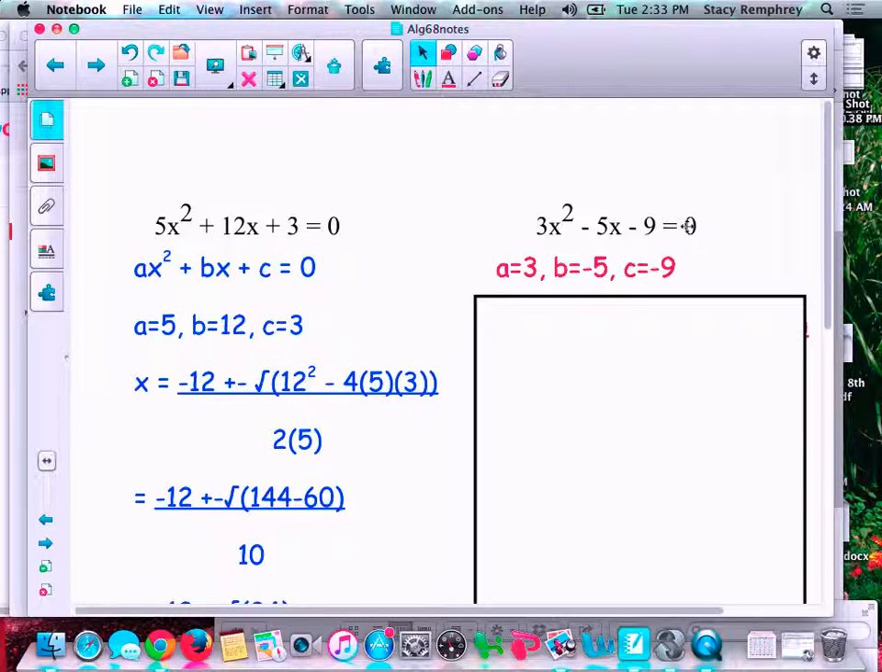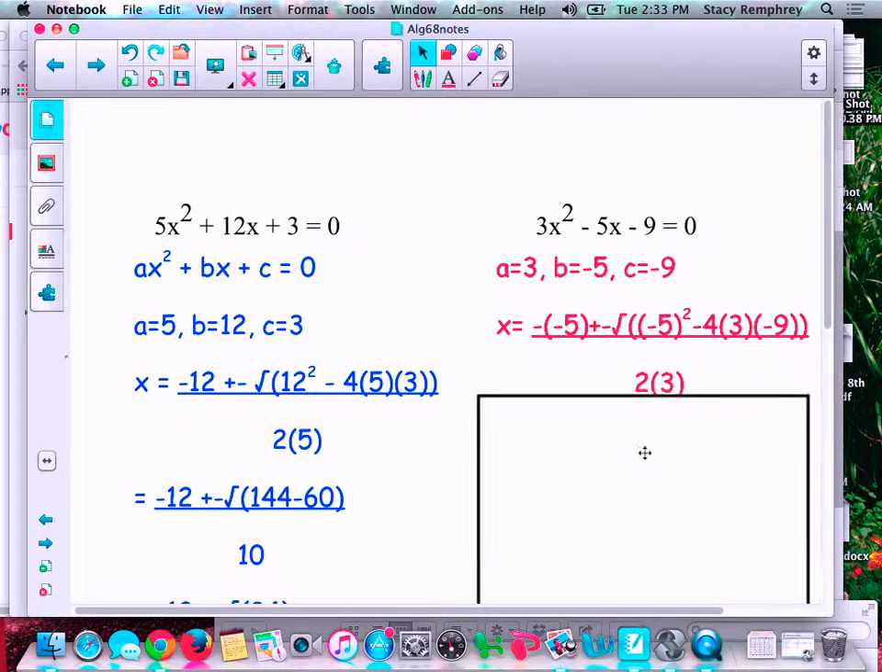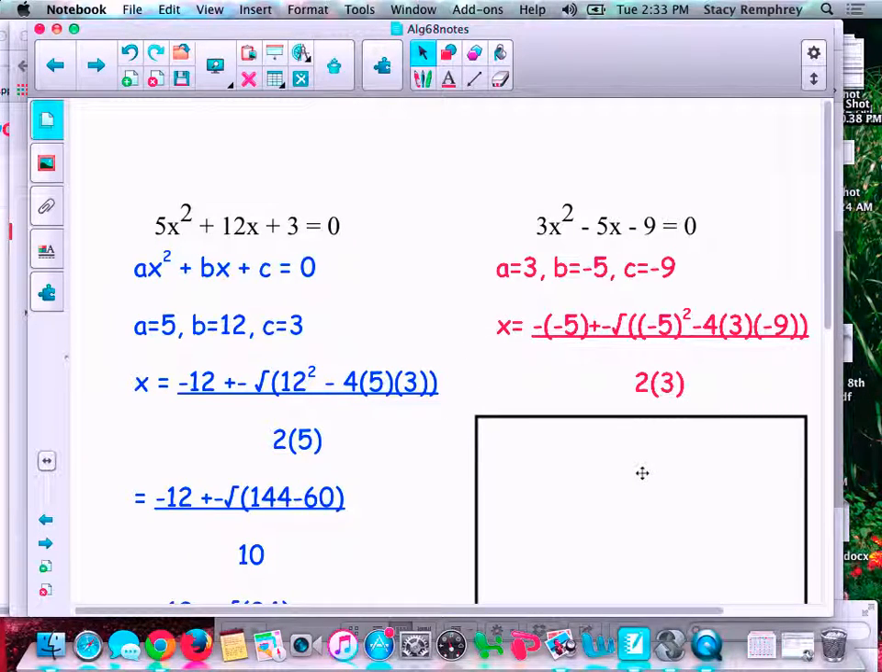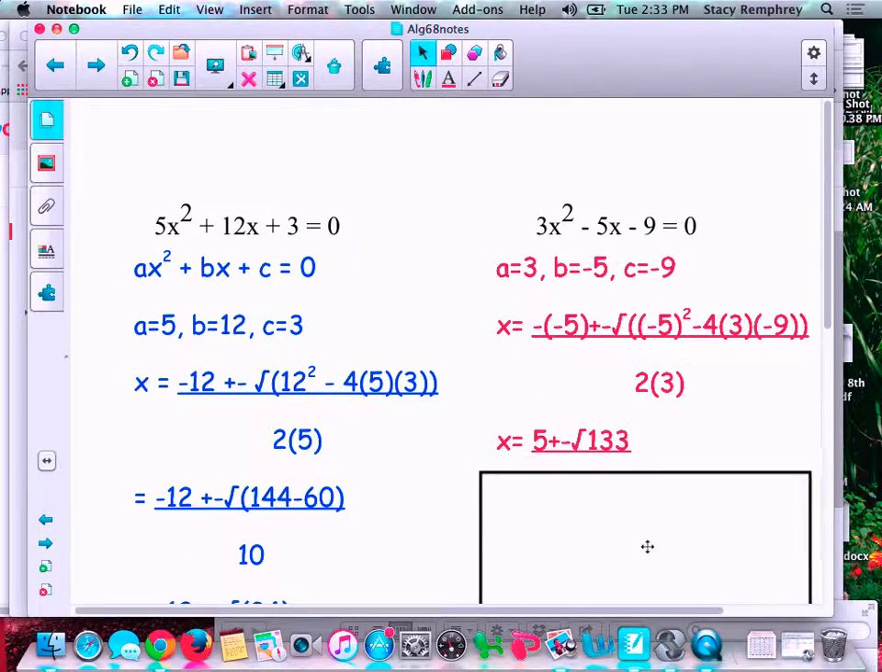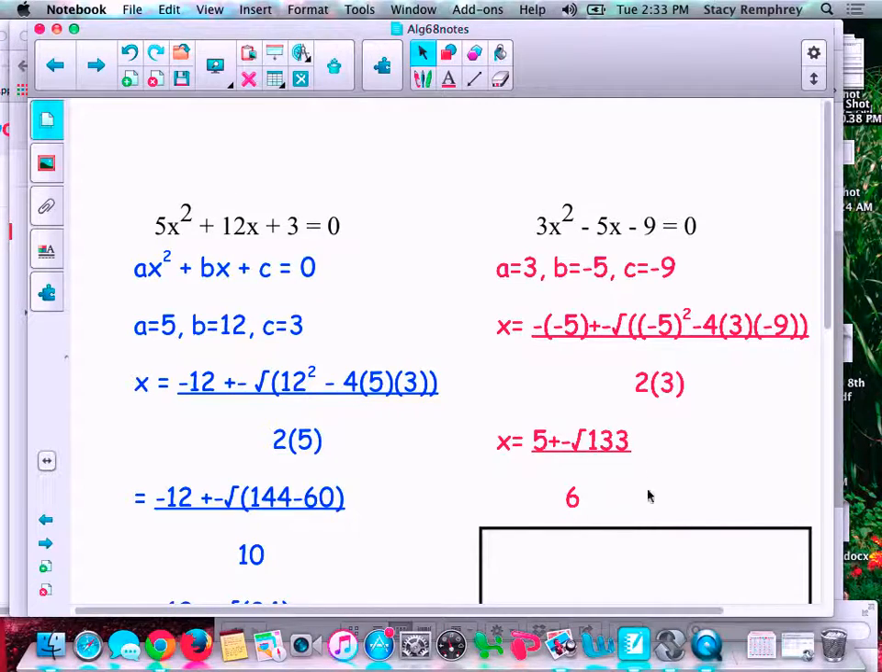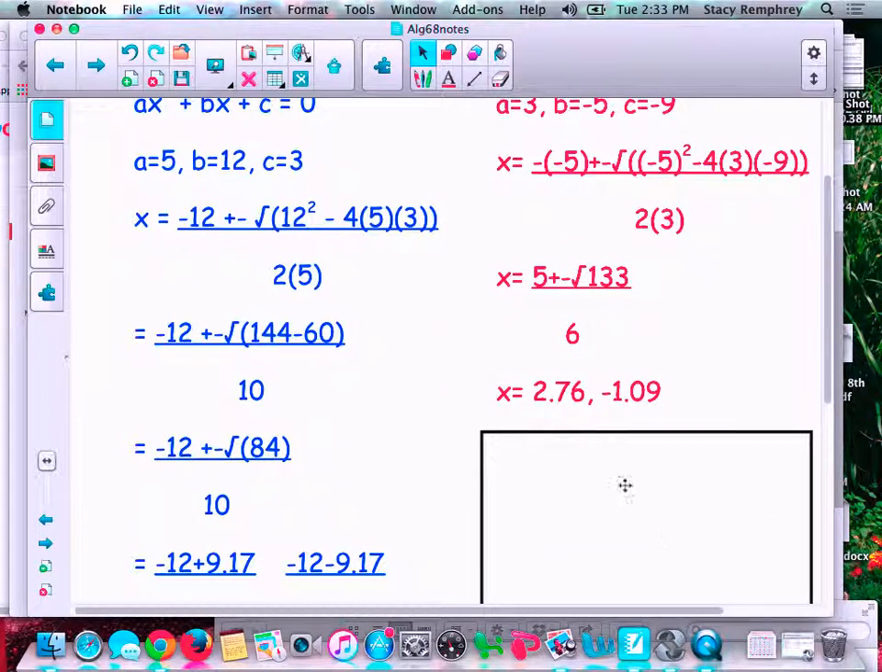In the next one, again, I identified the a, the b, and the c. First check, does it equal 0? Identified the a, b, and c. I plugged them into the quadratic formula. I did 2 times 3, and I evaluated all this in one step on my calculator to figure out 133. And then in my calculator, I actually did these two all at once.